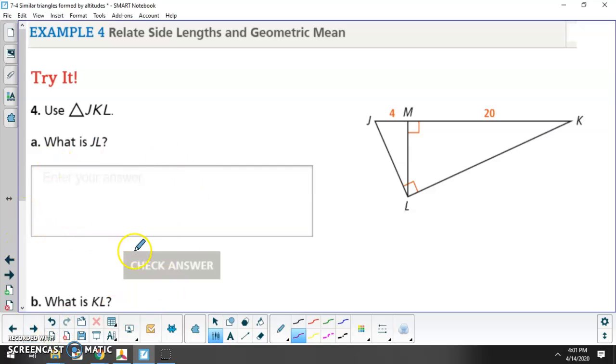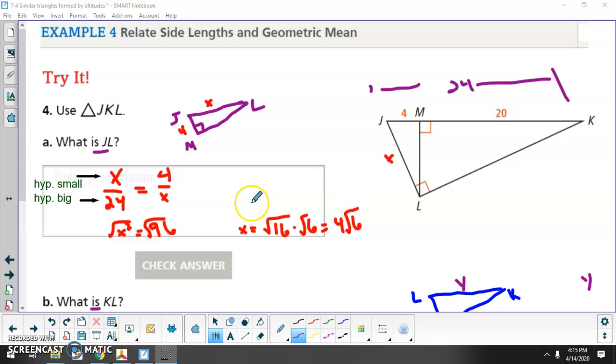Okay, this one, you're trying to figure out JL and KL. So, I want you to pause the video and take a second to figure this out. Okay, I hope you got the same thing as I did. For JL, you want to take the small triangle, flip it so it's oriented the same way as the big triangle, since both the small triangle and the big triangle are sharing JL, okay? You do cross multiplying and you get x squared equals 96. Simplify it, you get 4 root 6.